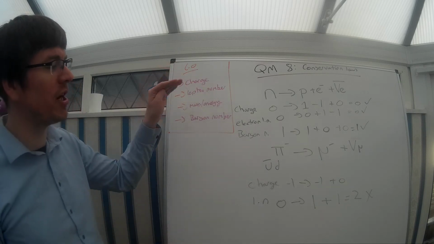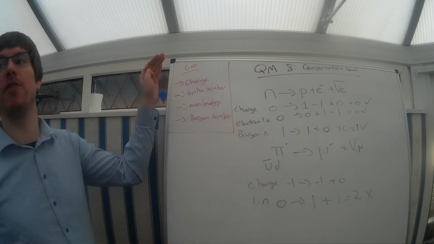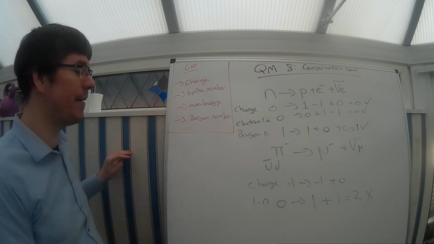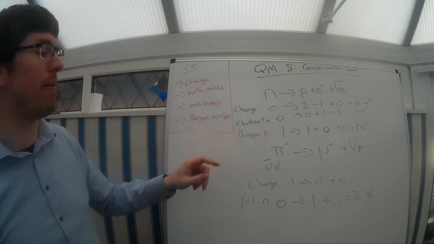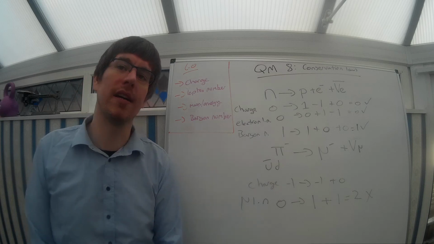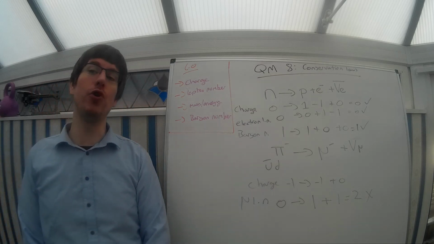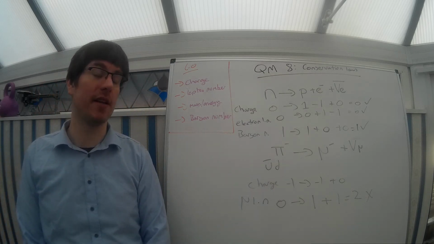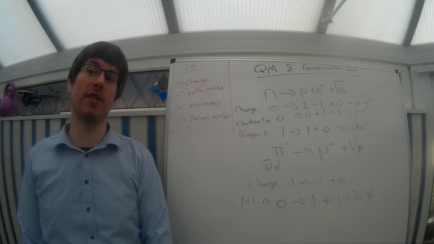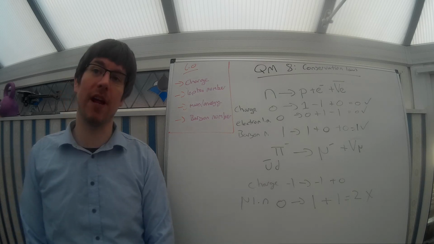Write out charge, electron lepton number if you need it, muon lepton number if you need it, baryon number, check they all conserve, and then you will have your answer. There's a bunch of these in your task for this week. Best of luck, off you go.